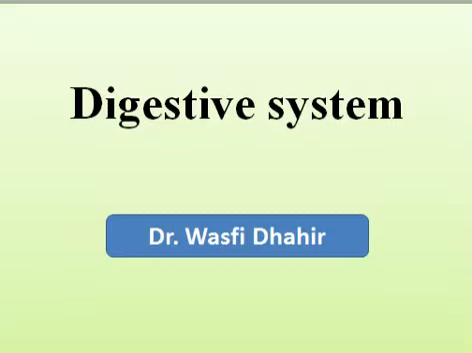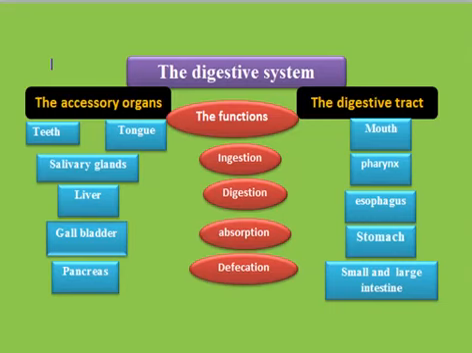Today I will explain briefly the anatomy of the digestive system. The digestive system is an organ system that processes food, and the main functions of the system are: first, ingestion. It means the selective intake of food, while digestion means the mechanical and chemical breakdown of food. Absorption means the uptake of nutrient molecules into the epithelial cell, while defecation means the elimination of undigested residue.